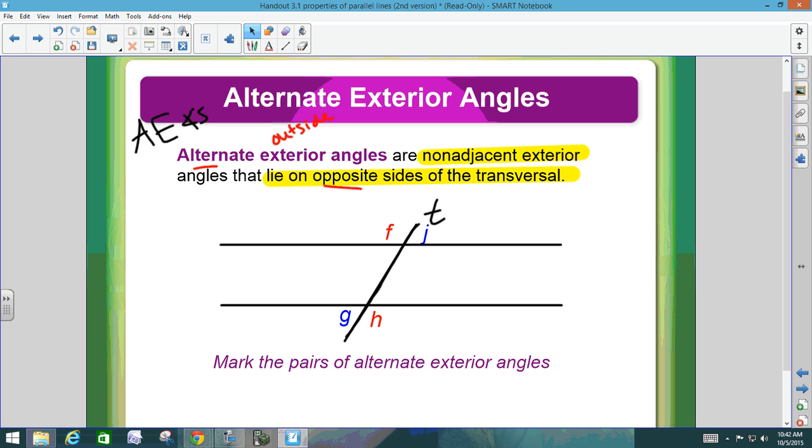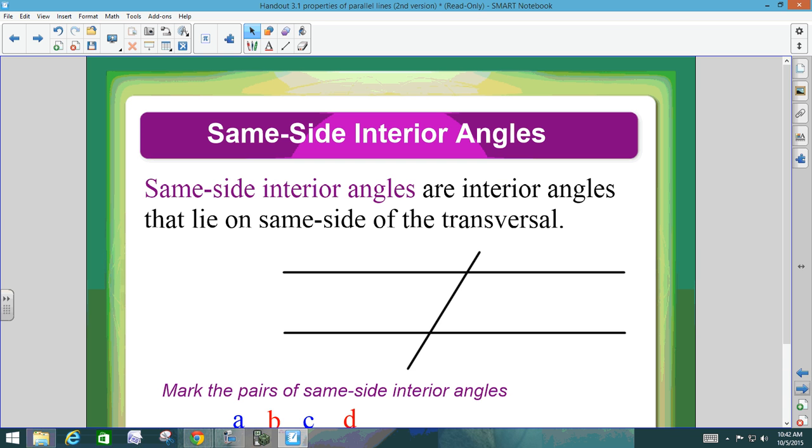All right, 2 more types of angles to classify. Same side interior angles. Interior angles, so inside of the 2 lines, that lie on the same side of the transversal. Okay, make this note-taking easy. Anytime the word angles is there, put the angle symbol in. You don't need to write out transversal or write trans.